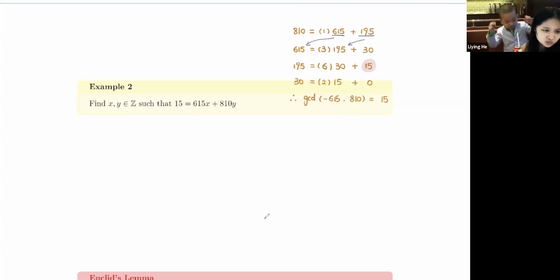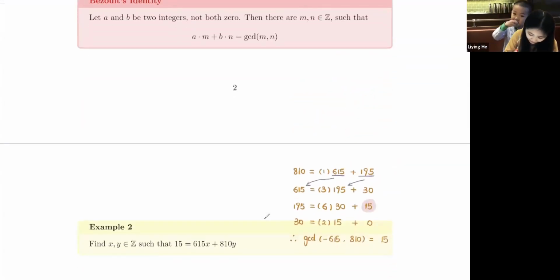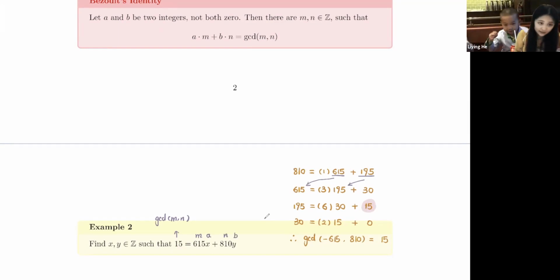So A is x, y is m, n, or a, b. Okay, so look at this. 15 is the GCD of m, n, which equals a times m, so m equals 615. X is your a here, and n is 810. Y is your b here. Okay, does that make sense? So by the identity, we know that there exist such x and y. Now I need you to find such x and y.